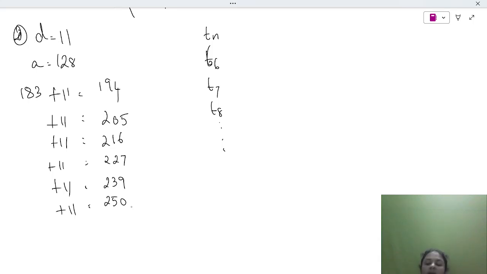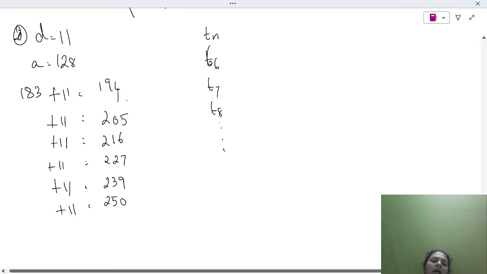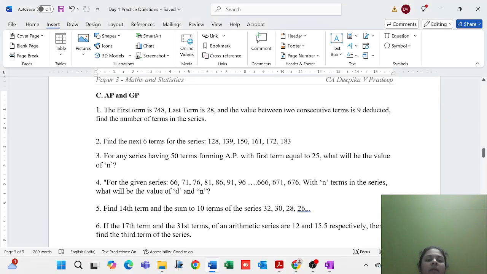So these are the next 6 terms of the AP. Got it, friends? Go ahead, solve question number 3 and 4.